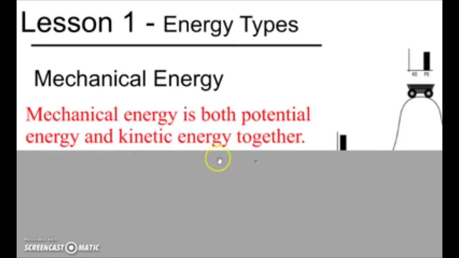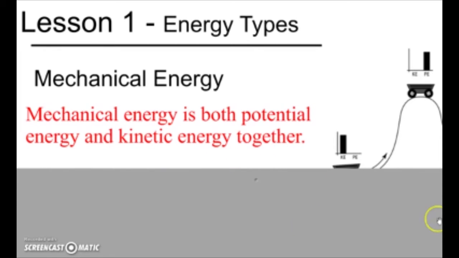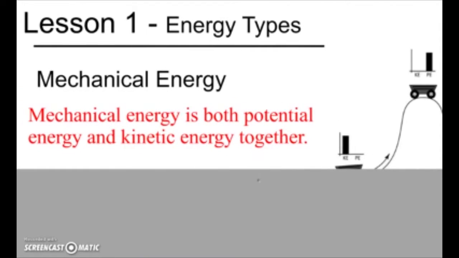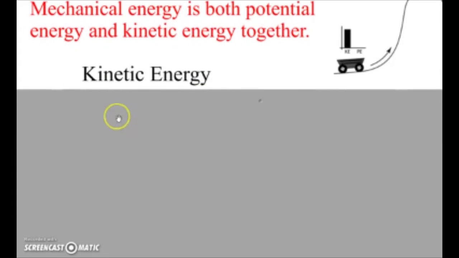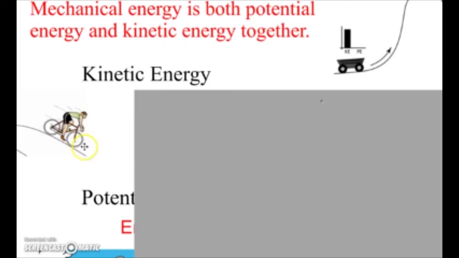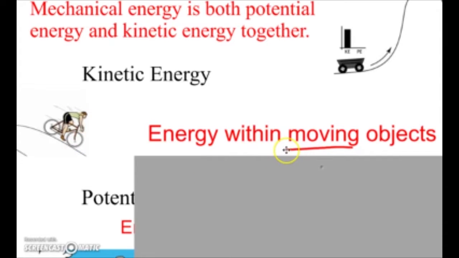We're going to see what these look like very soon, right? We're going to take a look at this picture after we learn more about these types of energy. So mechanical energy is both potential and kinetic. Well, what is kinetic energy? Kinetic energy, you see this guy speeding down a hill on a bike? Kinetic energy is just the energy within moving objects.